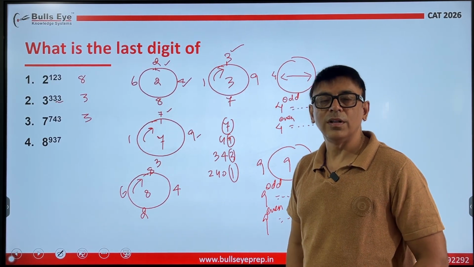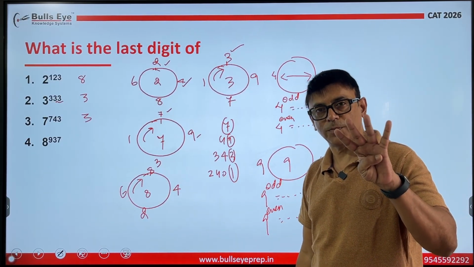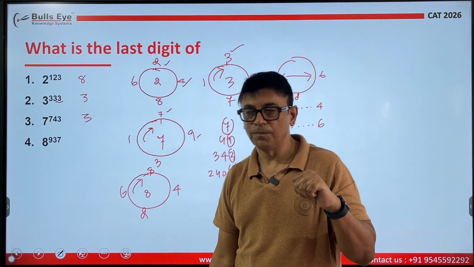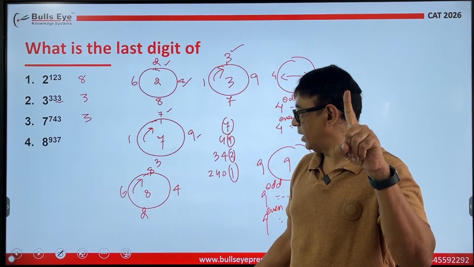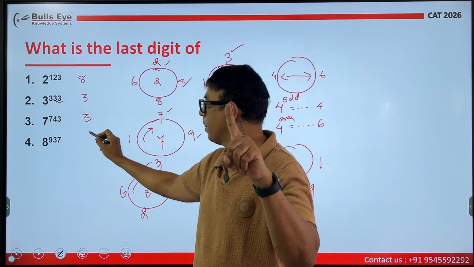8 raised to 937. Here's 8. Even here there are 4 stops. So 937 to be divided by 4. Eventually 37 to be divided by 4. 9 4s are 36. The remainder is 1. So we will move only one place, that is 8.